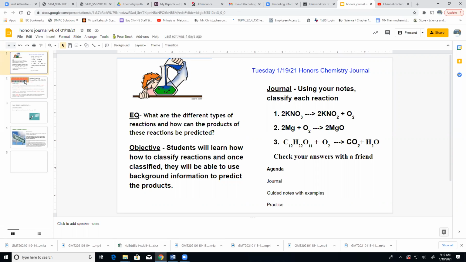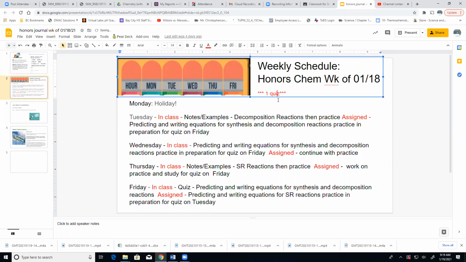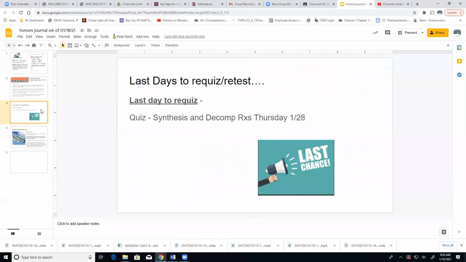All right, so this week, what we got coming up, you only have one quiz, and it'll be on Friday, whenever we're here for just a short period of time. And it'll be over synthesis and decomposition, which are the two that we will have covered. Thursday, we'll cover what are called single replacement reactions, but we won't quiz on those until the following week sometimes. So really the only thing that's going to be open for requiz is the one that we're going to be taking on Friday. So that doesn't really come into play until next week.